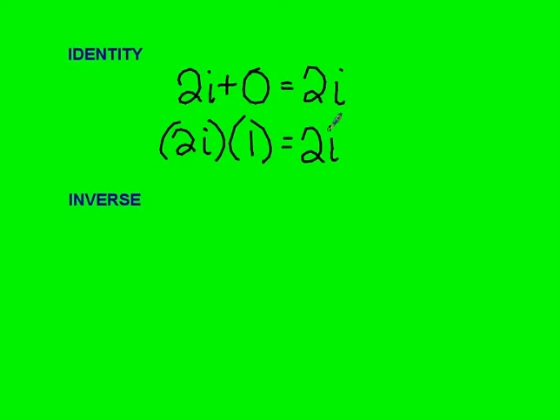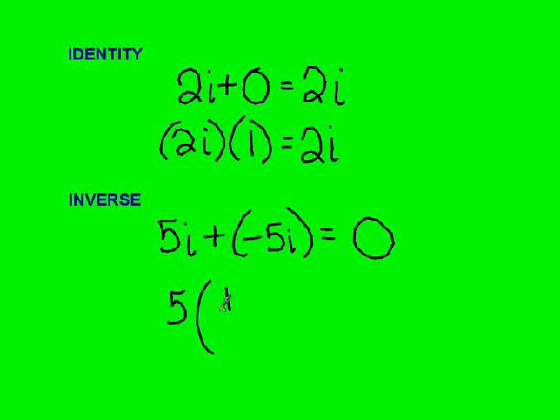The inverse property, let's do an example with imaginary numbers. If you take 5i and you add negative 5i, you'll get 0. If you take 5 and you multiply it by its reciprocal, you will get 1. So add the opposite and get 0, or if you multiply by the reciprocal, you will get 1.